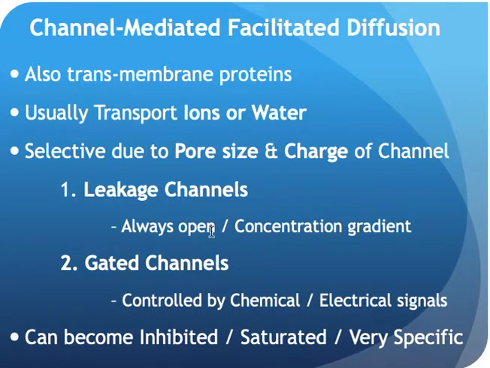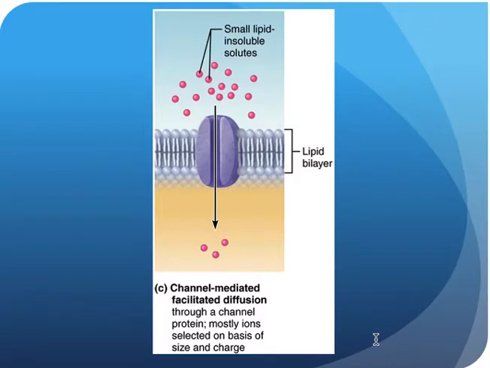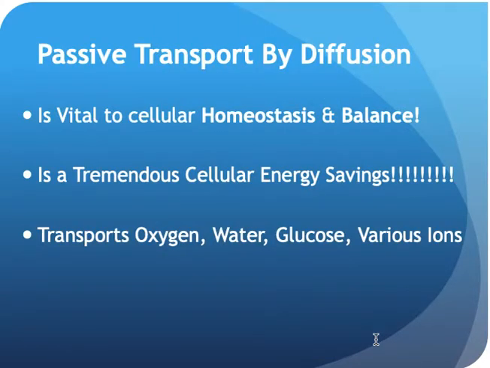We'll come back to this, especially when we talk about firing our neurons and how our nervous system works. They can become inhibited, they can become saturated, they can be very specific, but again, it's just another way that our body can control what's moving in each direction. So here's a picture of channel-mediated facilitated diffusion.